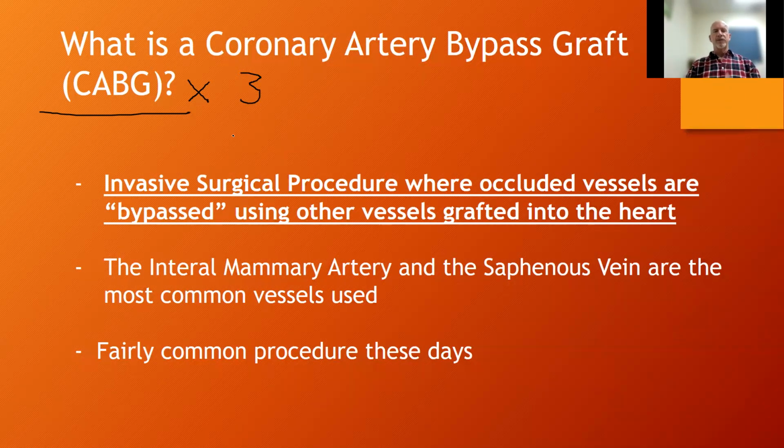This is an invasive procedure. They cut your chest, they go in, they separate your ribs from your sternum on one side, and they open up your chest and they get in there. And what they're doing is they're redoing your plumbing, and they're taking arteries, they're bypassing. This is much easier to explain with the picture. But basically, it's artery bypass graft, because we're taking an artery from somewhere else in the body and we're grafting it onto the heart.